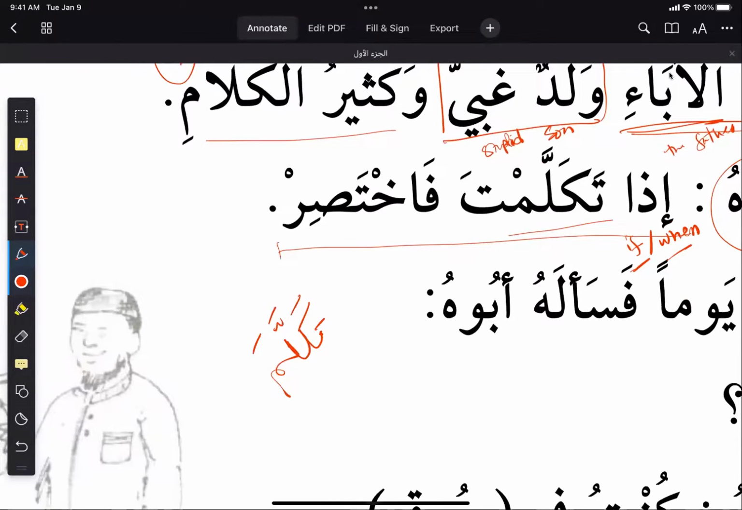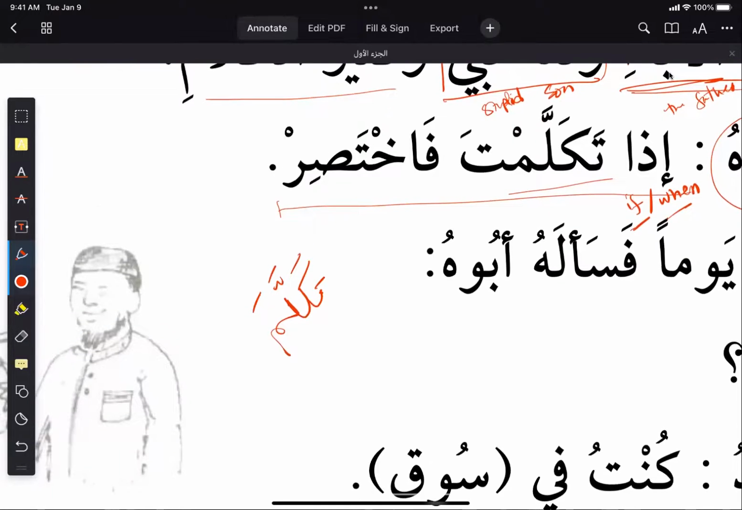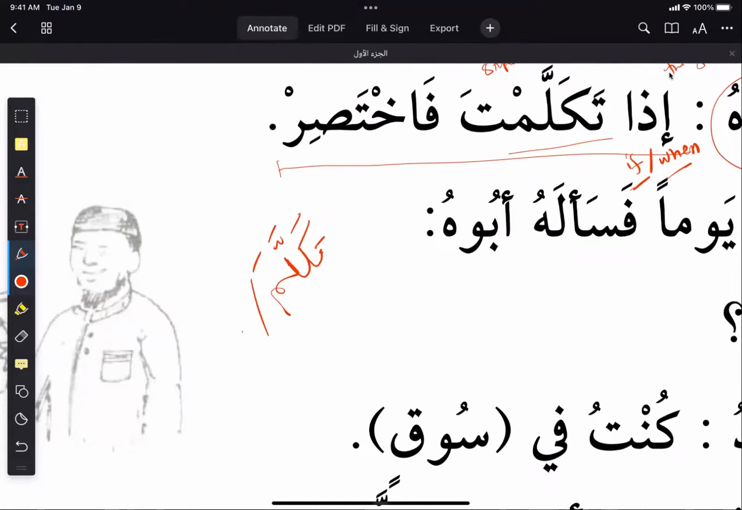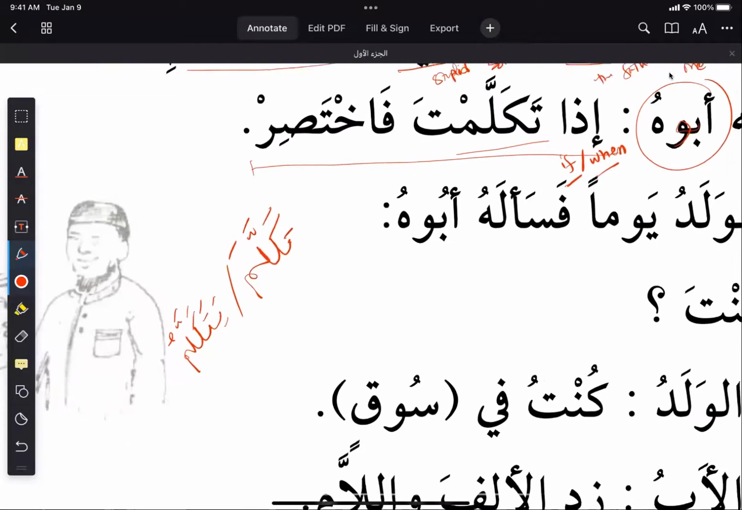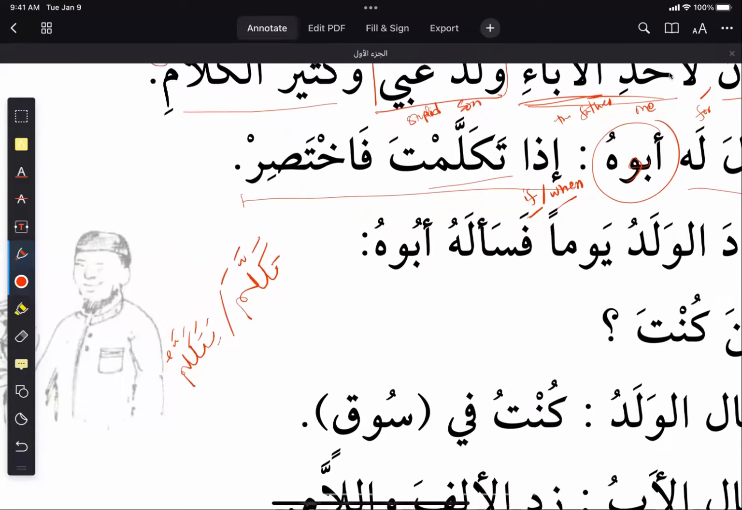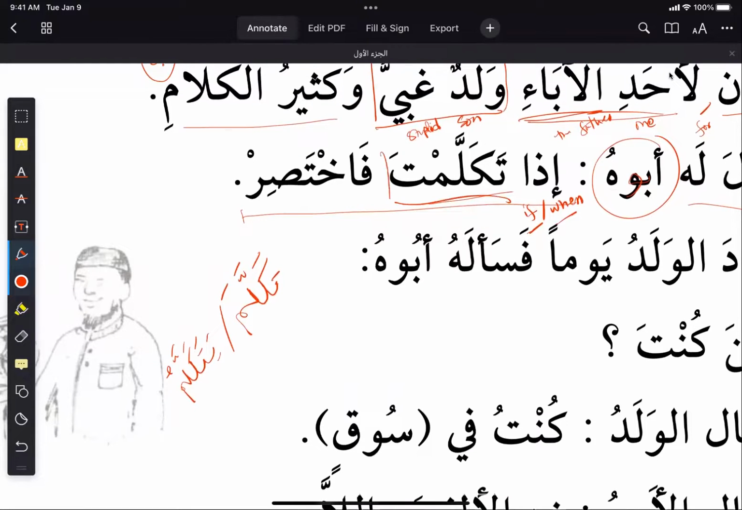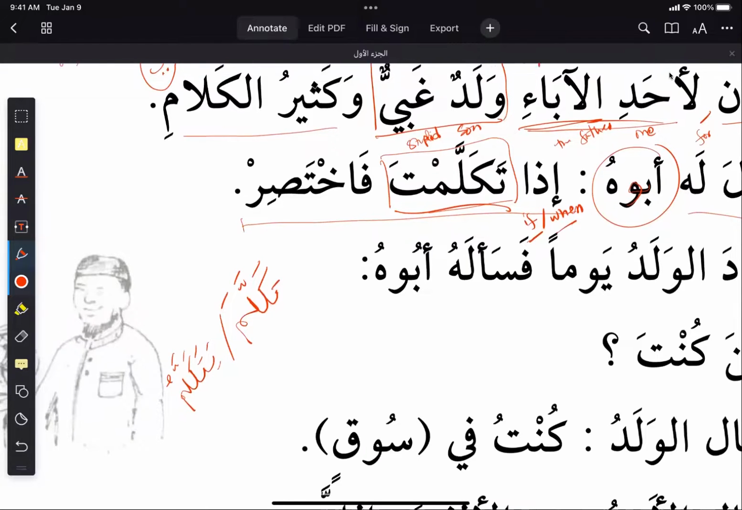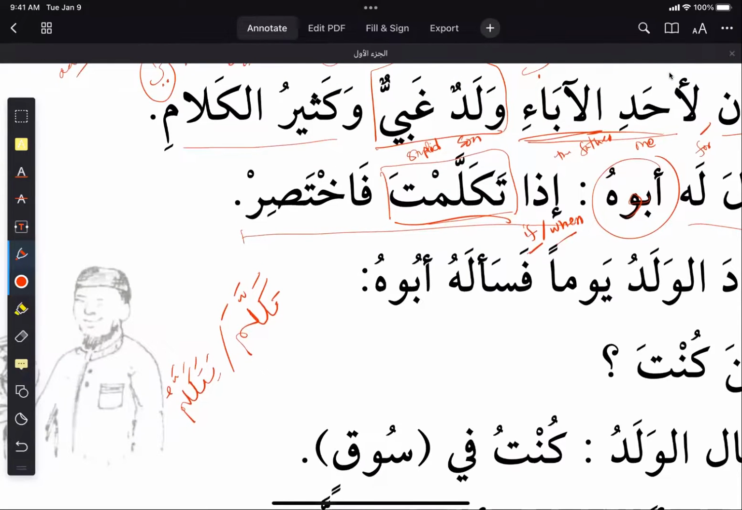Takallama. Do you know what it means? To speak, talk. Takallama yatakallamu means to speak, talk. Okay. And what is takallamta then? How would you translate takallamta? When you talk.